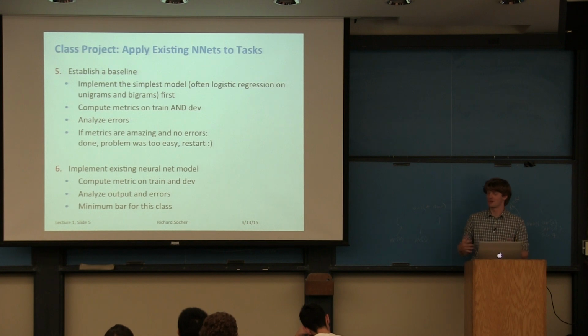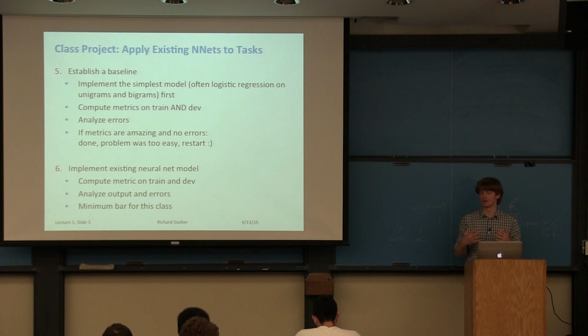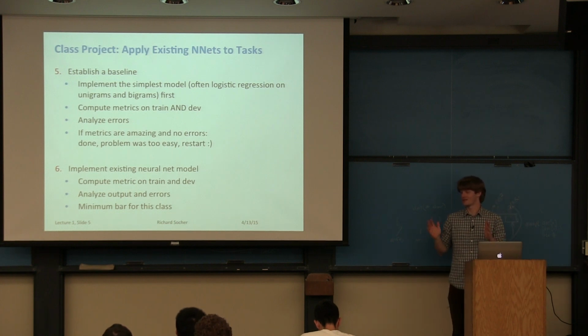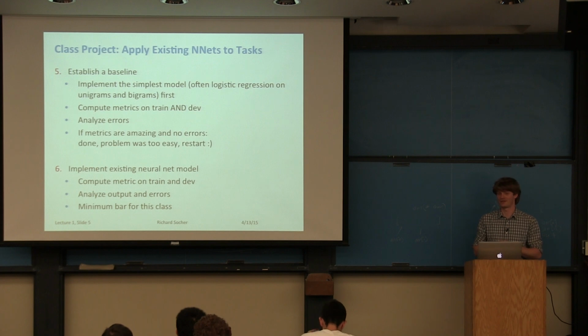Assuming you had some errors and the simple baseline doesn't already solve your problem, then you can go on and implement an existing neural network model and again compute the metrics on your train and dev split, analyze the outputs and errors, and that is kind of the minimum bar that you should achieve for this class. But notice how it's step 6, you don't want to get stuck at step 5 and then you only have 3 more days and you don't have enough time for the actual juicy bits of this class, which is that deep NLP model.